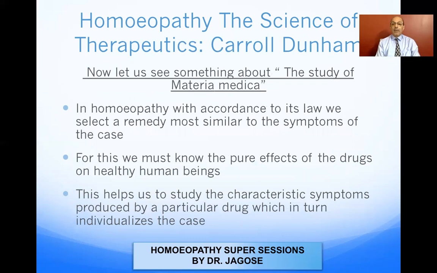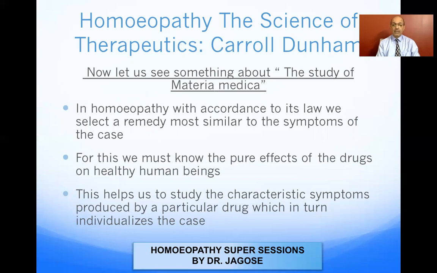Now let us say something about the study of materia medica. In homeopathy, in accordance with the law, we select a remedy most similar to the symptoms of the case. That you all know. Carroll Dunham also said the same, that in accordance with the law, we must take a most similar remedy according to the symptoms of the case. For this, we must know the pure effect of drugs on healthy human beings. So how are we supposed to know them? Naturally, through the process of drug proving, or the pure effect of drugs on healthy human beings.